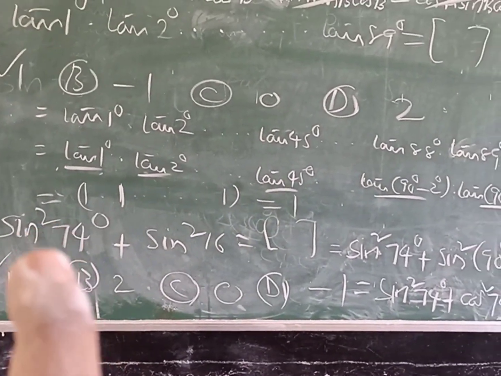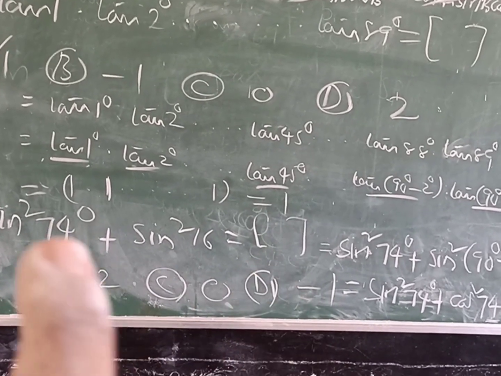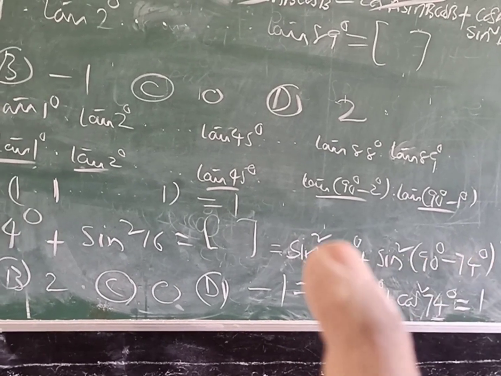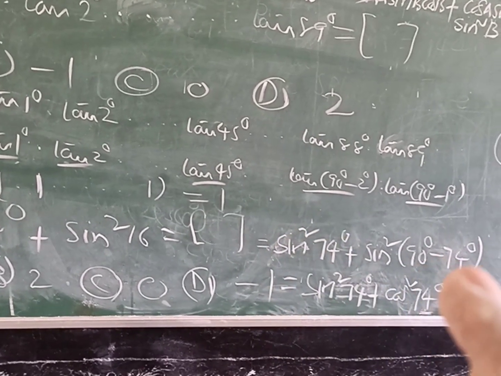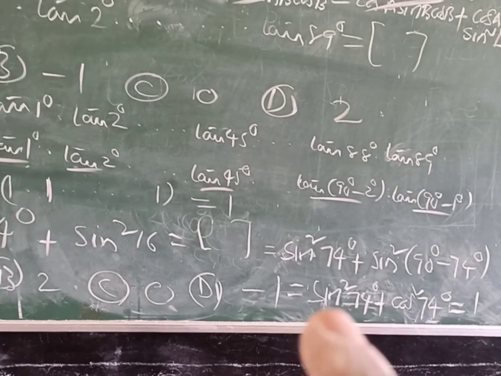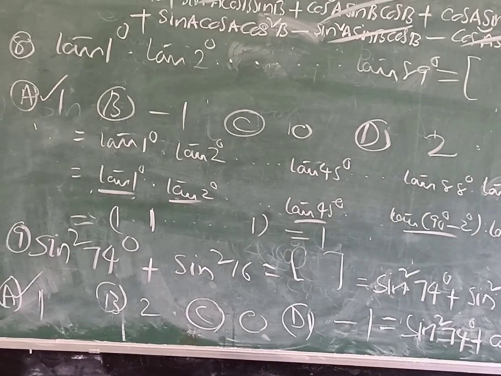Next, similarly, you can observe here that 74 and 16 degrees are complementary. Therefore, 16 degrees can be written as 90 minus 74. Sin square 74 plus sin square of 90 minus 74. Sin of 90 minus theta is cos theta. Therefore, sin square 74 plus cos square 74 is equal to 1. Therefore, the option is A.